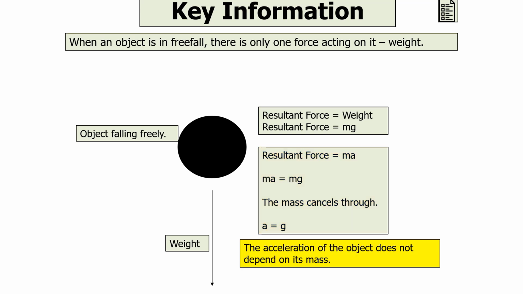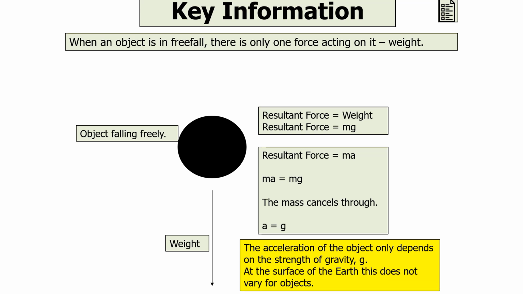So this tells us that it's very important that acceleration does not depend on an object's mass. The acceleration of an object only depends on the strength of gravity, g, and at the surface of the Earth this does not vary for objects because the Earth has a uniform gravitational field at the surface.